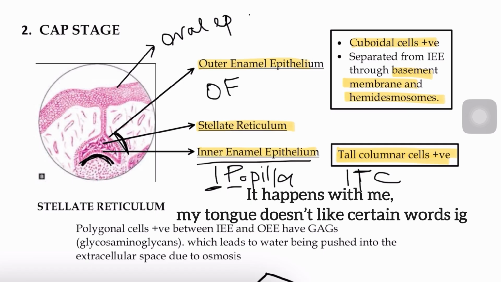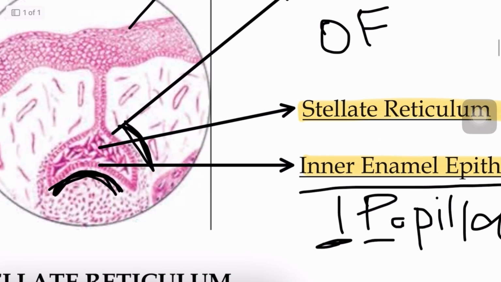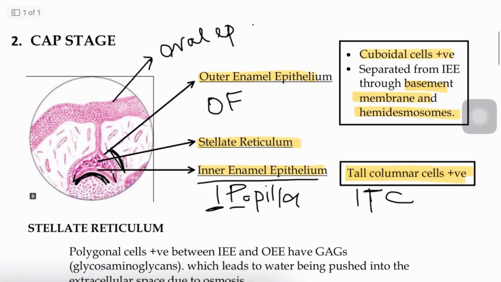Okay, so it's basically separating the outer enamel epithelium. It's separated from the inner enamel epithelium through a basement membrane and hemidesmosomes. So a simple way to remember this is, between these two there are going to be basement membranes and hemidesmosomes. These are basically the junctions of attachments in the cell membranes. You'll learn this in detail in physiology.